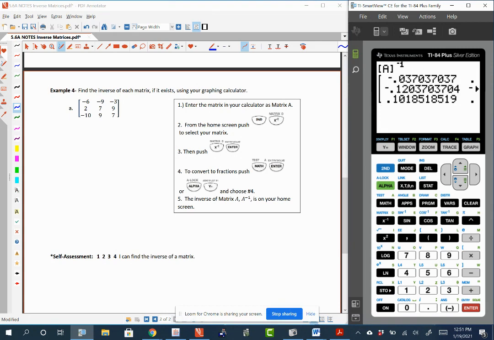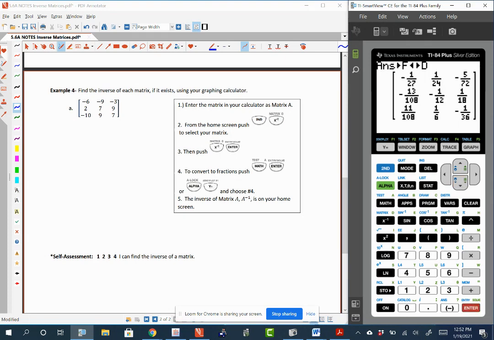Now notice it's all in decimals. So remember, we can change these back to fractions. I'm going to go ahead and do an alpha y equals and choose that number 4 to change those back to fractions, and just press enter. And aren't we glad we didn't necessarily have to do that one by hand? That would have been a really fun determinant to distribute to all of these terms. So here's our matrix. I'm going to go ahead and call it matrix A, so I can put an inverse symbol there.